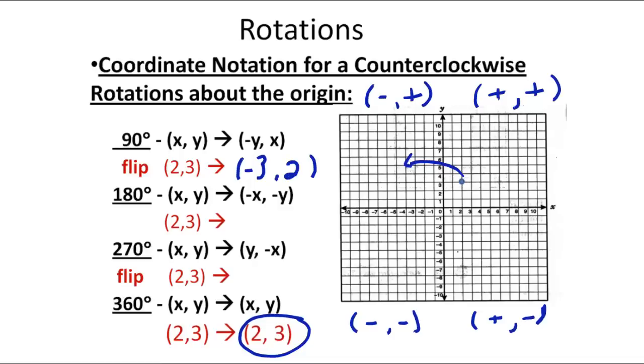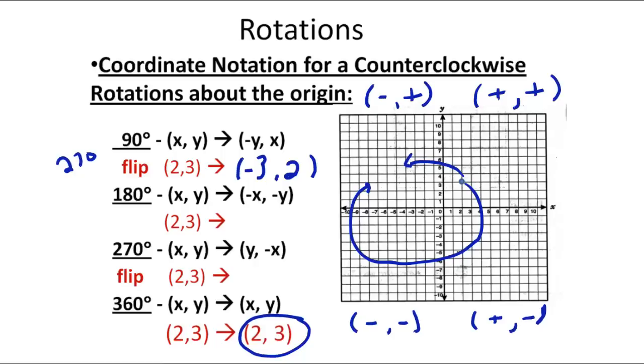If I wanted to go, let's say 270 clockwise, then that would be 90, 180, 270. It's going to land me over here, so it's the same one I just did. It's going to land me at the same spot. My coordinates are still going to be negative, positive, and I still flip my original point of 2, 3.